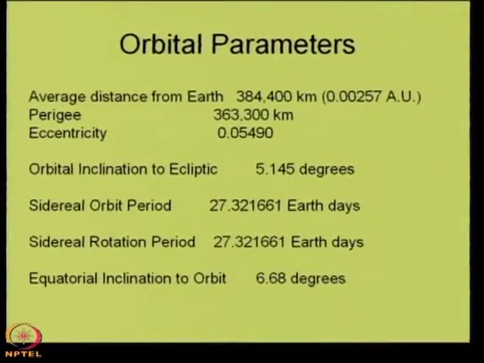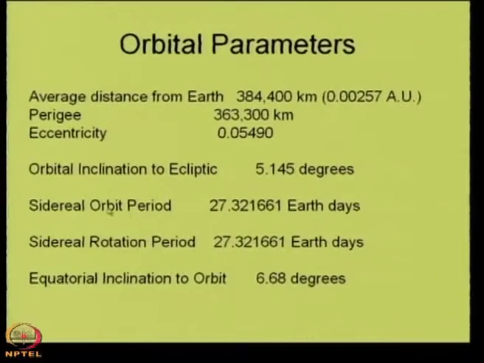And the sidereal orbit period, by sidereal orbit period we mean that the moon comes back to the same position with respect to the fixed stars, not with respect to the sun or something else, but with respect to the fixed stars. This is the time it takes to complete one orbit, and this is 27.3 earth days.